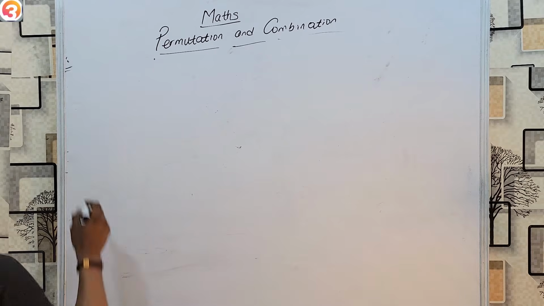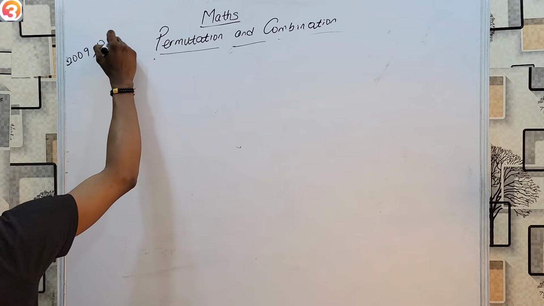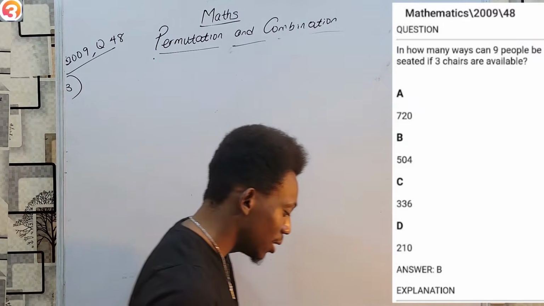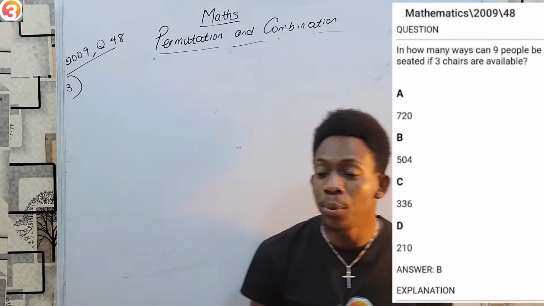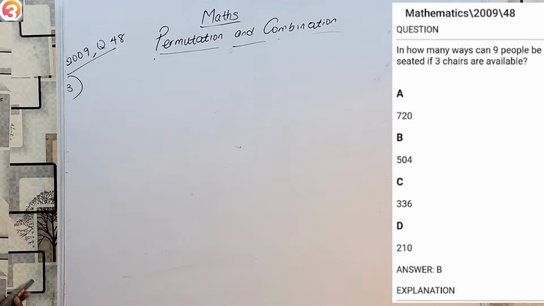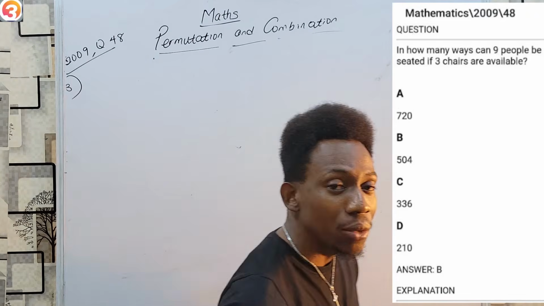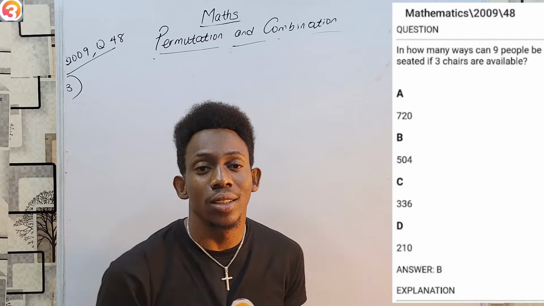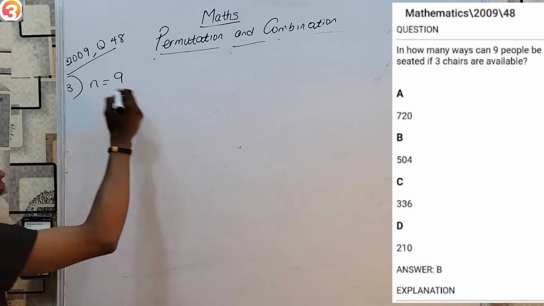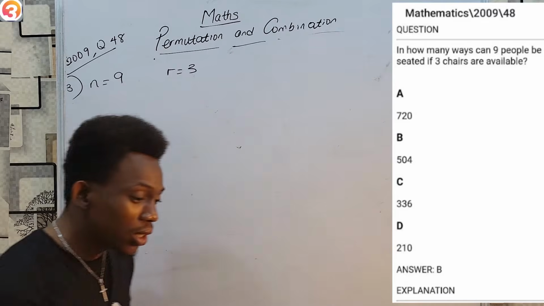My next question, this time from the year 2009, question number 48. For this one, I'm being asked, in how many ways can 9 people be seated if 3 chairs are available? That tells you now that I have a total number and I have a number I require. Because if I have 9 people total and there are just 3 chairs, that implies that just 3 of them may sit down. So in how many ways can I do this?